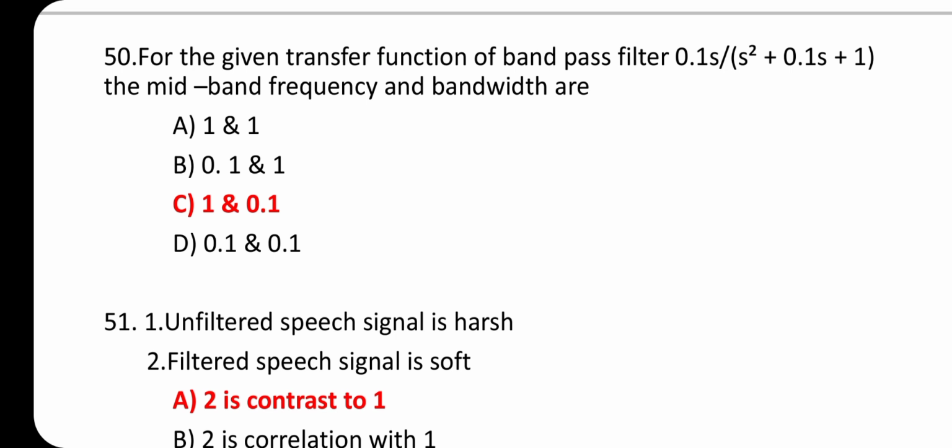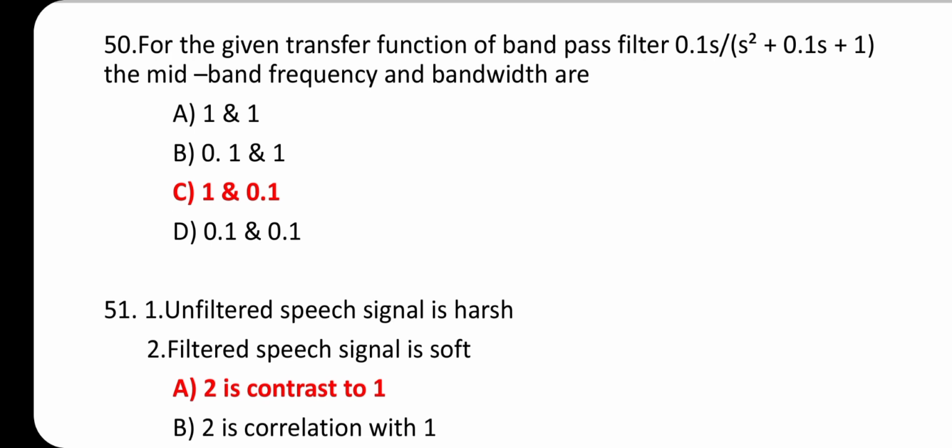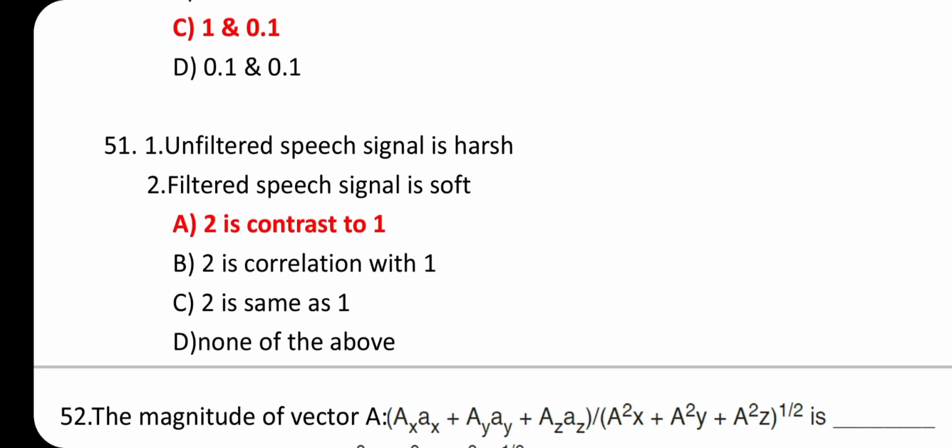50th question, for the given transfer function of band pass filter 0.1s by s square plus 0.1s plus 1, the mid band frequency and bandwidth are option C, 1 and 0.1.